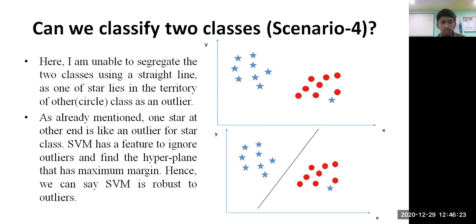Okay, so finding the hyperplane that has the maximum margin, hence we can say SVM is robust to outliers. This is one of the important advantages of choosing SVM as a better classifier. SVM automatically tunes out the outliers, and it will eliminate the outliers. And then if I remove that point, it is very easy for me to construct a hyperplane.